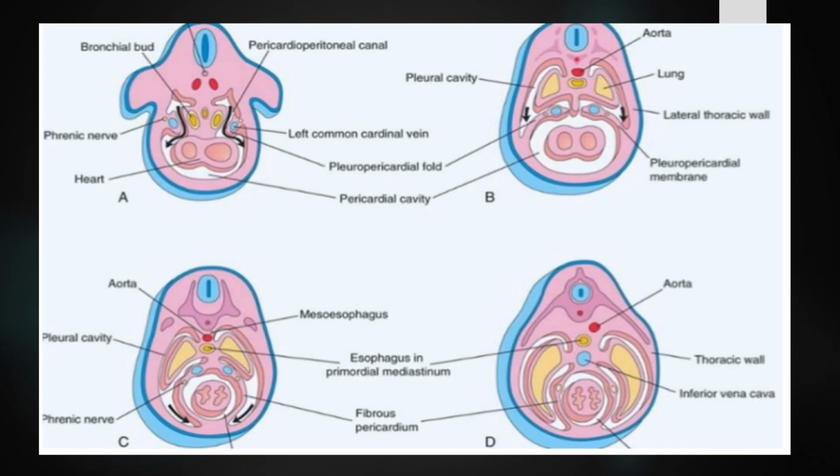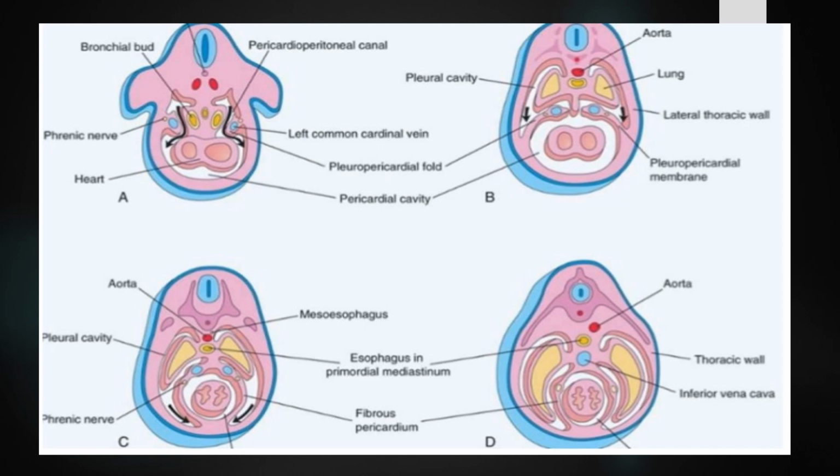If we see this, this is the bronchial bud or the developing lung bud, and this is the pericardio-peritoneal canal. This is the peritoneal canal and this is the pericardial canal. This one is the phrenic nerve. This is the developing heart. This is the left common cardinal vein. This is the pleuropericardial fold, and this is the pericardial cavity. This is the future pleural cavity.